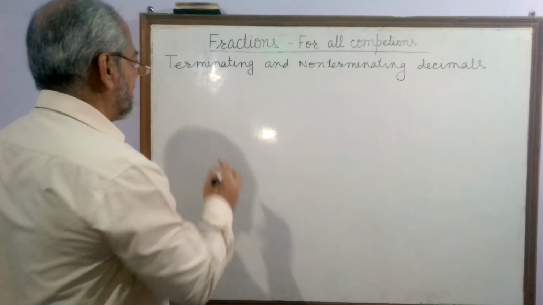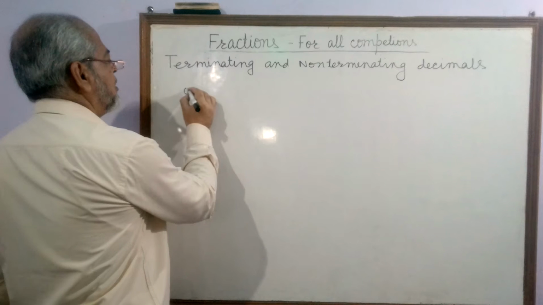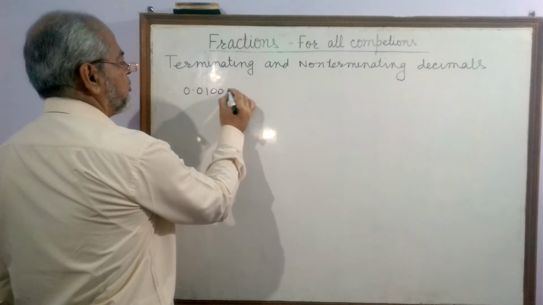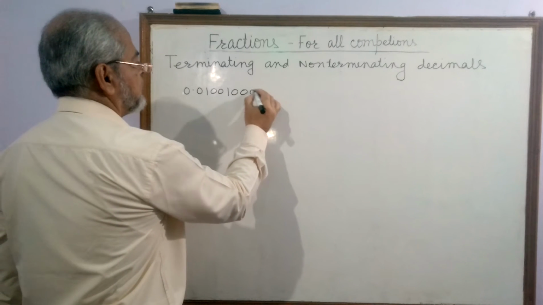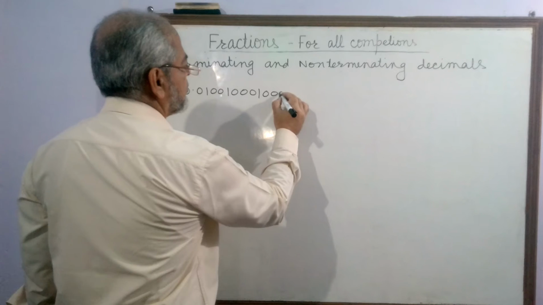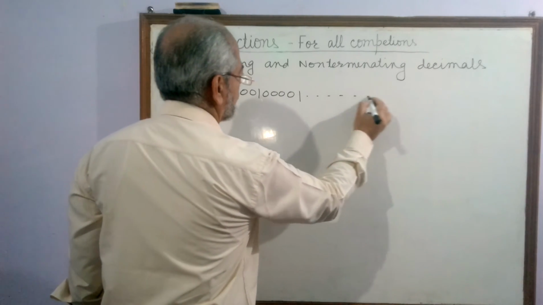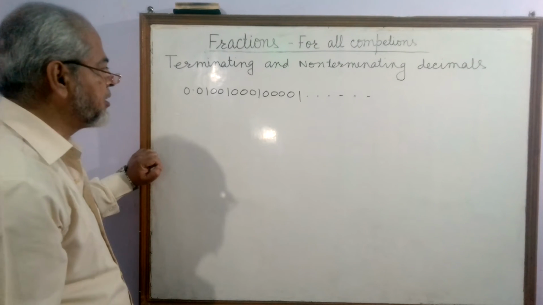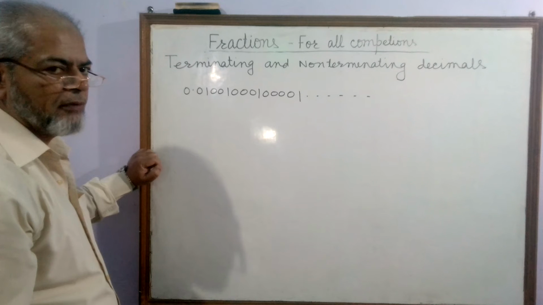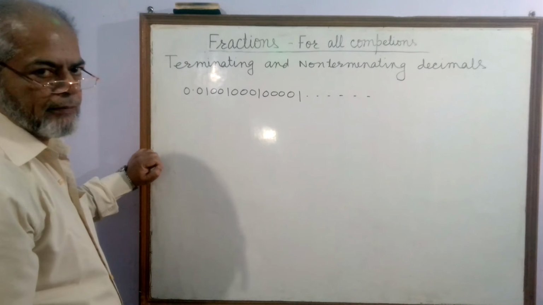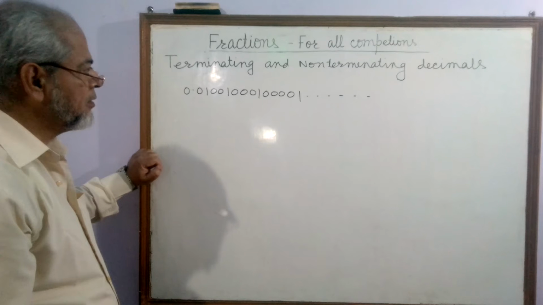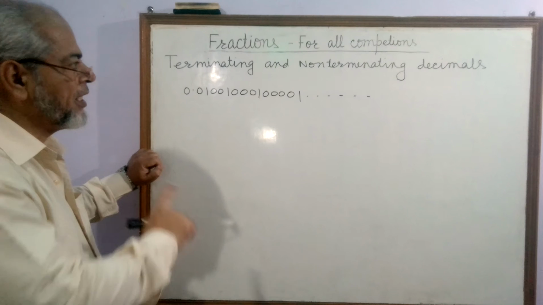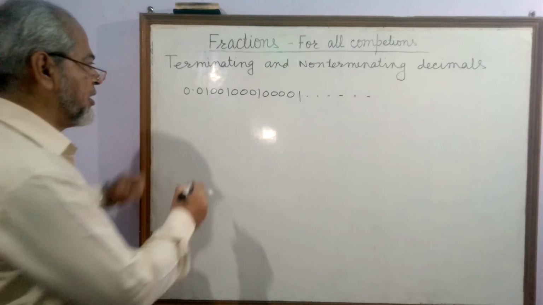So the decimals which are of the form 0.01001, 00001, 00001, and so on. In this case, you can't change it into the form of fraction because this will be an irrational number. So non-terminating, non-repeating numbers are irrational numbers.